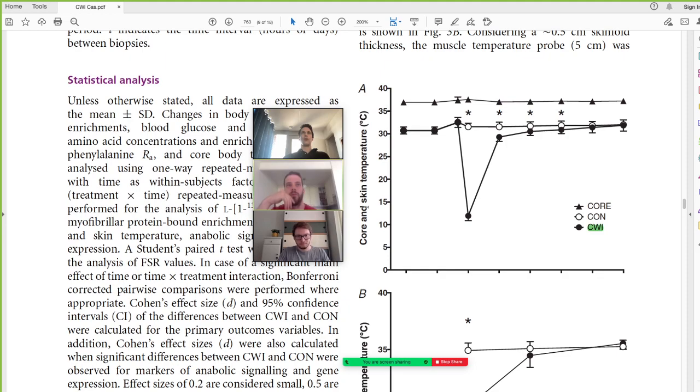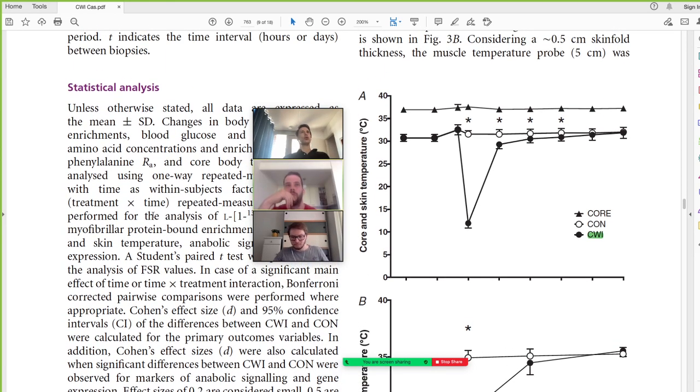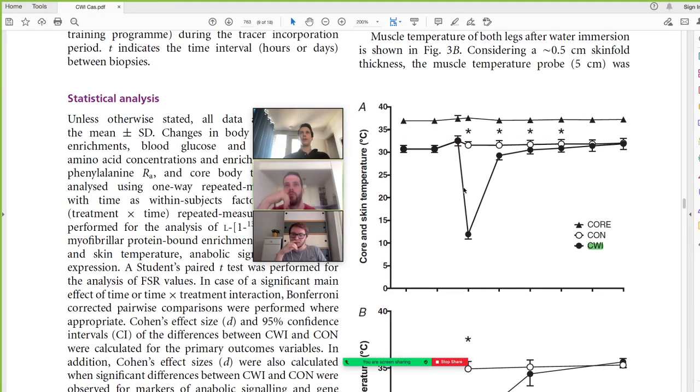So with results, again, in the text, a lot of details. In practice, most readers will gravitate towards the figures because illustrations are much clearer than numbers or text. So Cas, can you help us interpret these data?